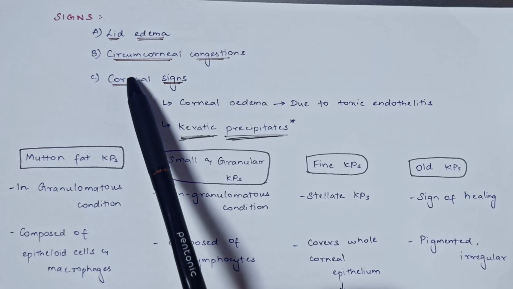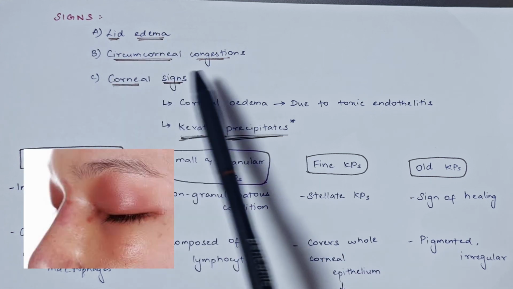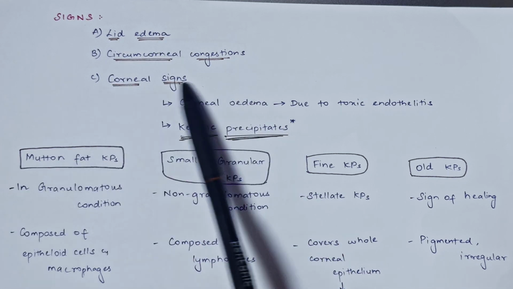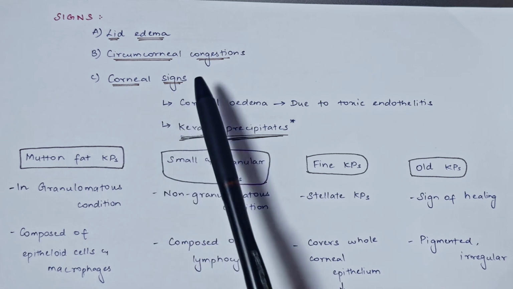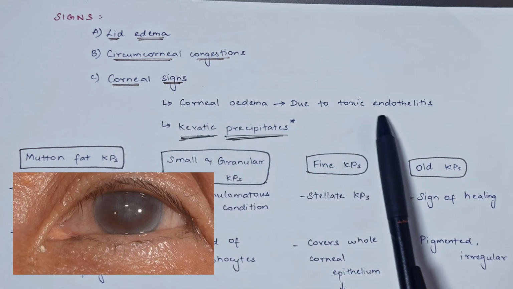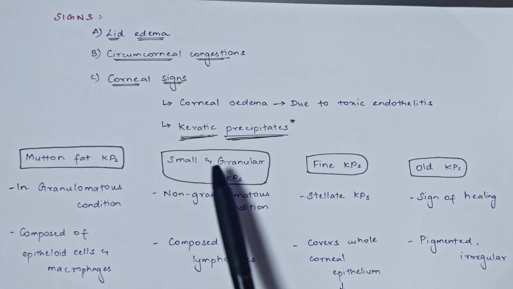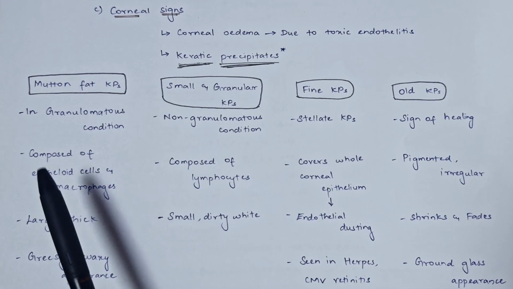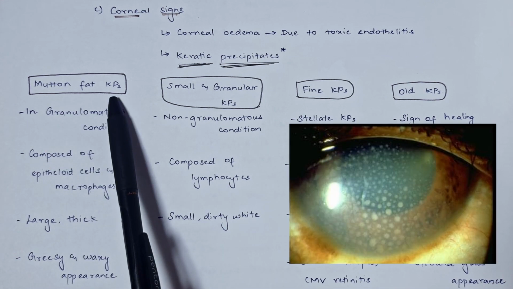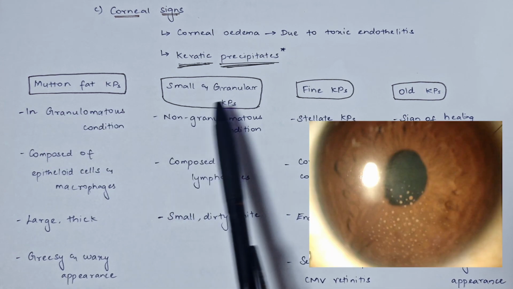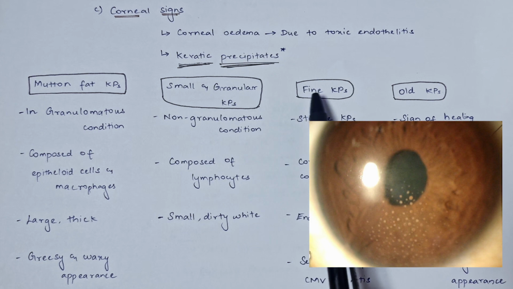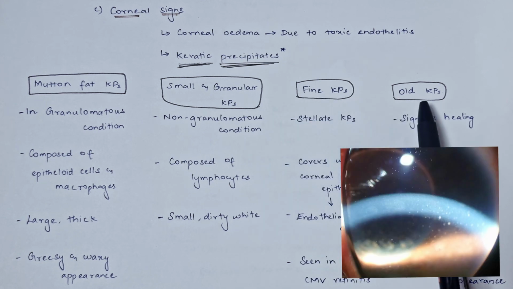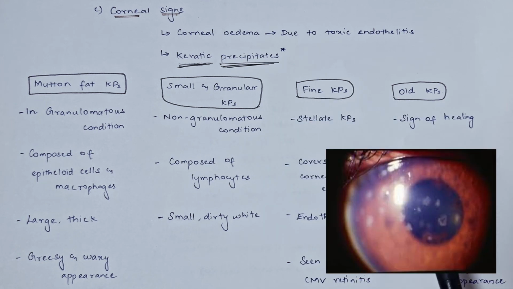We saw the symptoms, now we will see the signs. There can be lid edema, circumcorneal congestion, and corneal signs. In corneal signs, there can be corneal edema due to toxic endothelitis and keratic precipitates. Now, the keratic precipitates can be of four types. There will be mutton fat keratic precipitates, small and granular keratic precipitates, fine keratic precipitates, and old keratic precipitates.